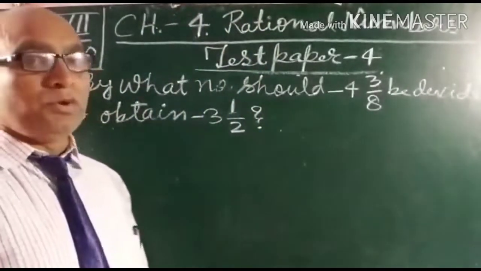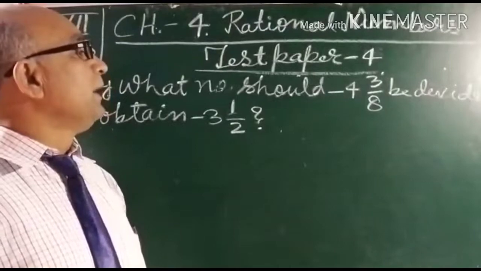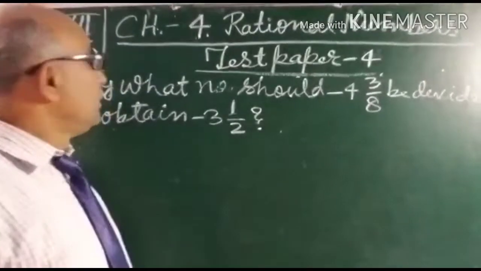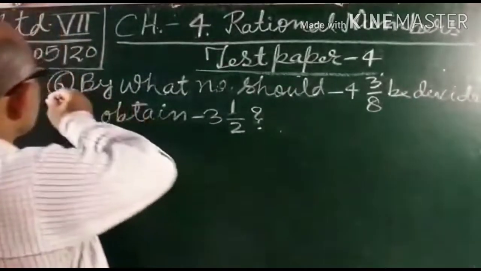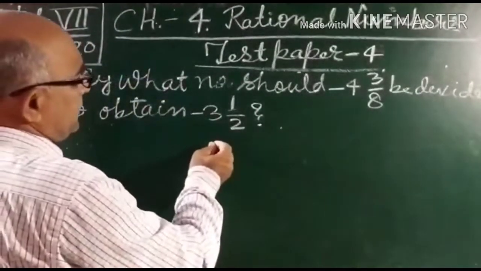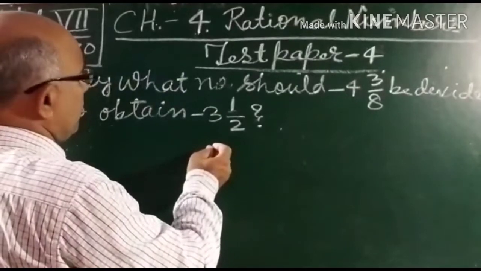Students, now next question, write on this board, is question number 6. By what number should -4 whole 3 by 8 be divided to obtain -3 whole 1 by 2? So question number 6.